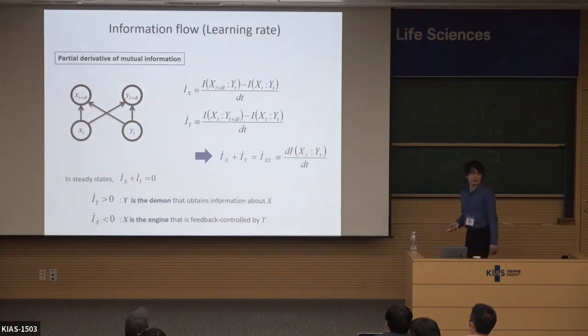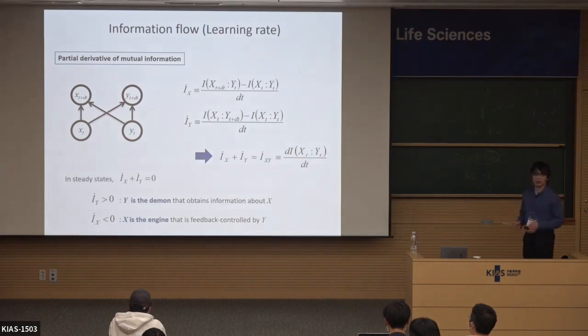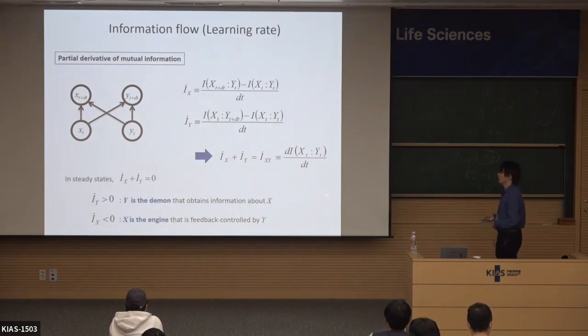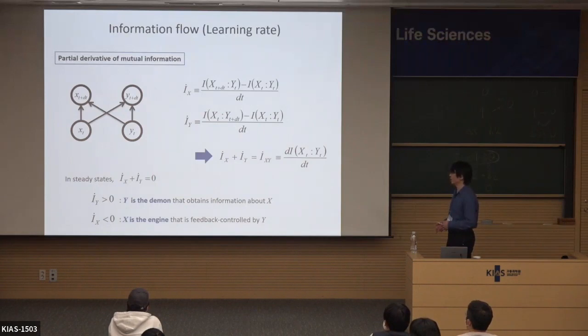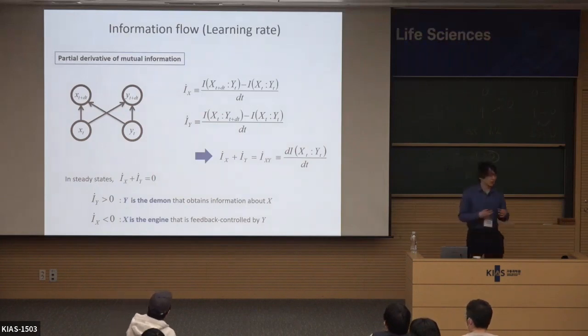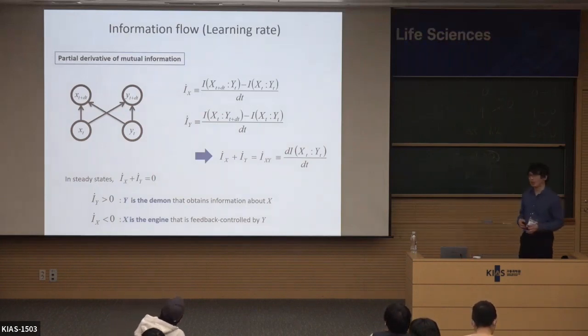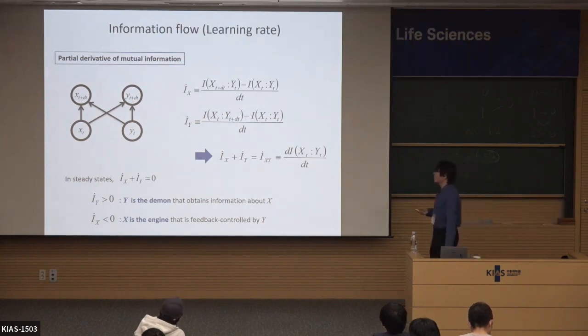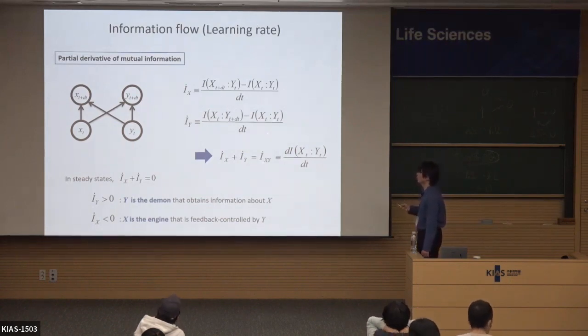Now we want to analyze this kind of situation by introducing the concept of autonomous information, continuous information flow. The snapshot mutual information is not helpful in this situation because everything is changing continuously. So we need to introduce a dynamical quantity that characterizes the information flow from one system to another system. What we introduce is the so-called information flow.